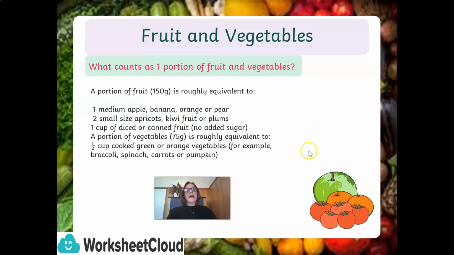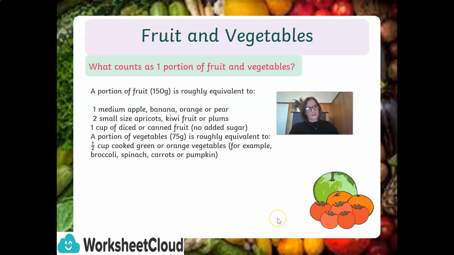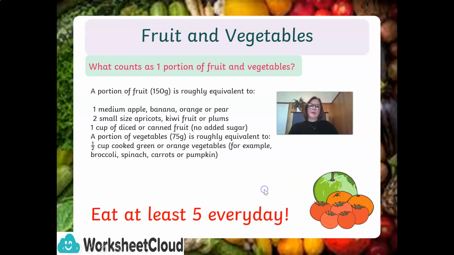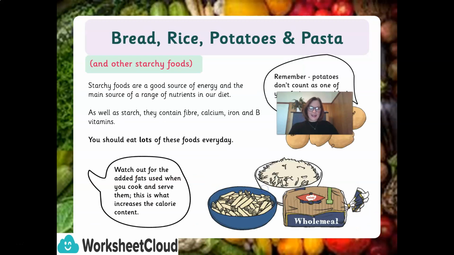So what counts as a portion of a fruit or vegetable? For example, 150 grams is roughly equivalent to a medium apple, a banana, an orange or a pear, 2 small size apricots, or a cup of diced or canned fruit with no added sugar though. And you can see from the rest there exactly what one portion of fruit and vegetables is equivalent to. Grade 6s, very important. You eat at least 5 portions every single day.